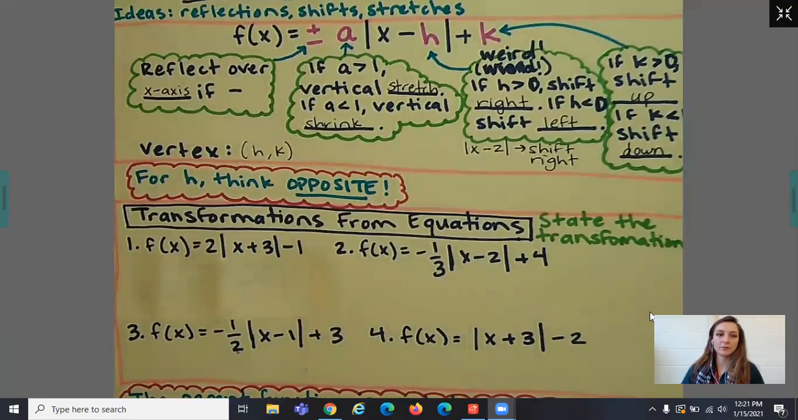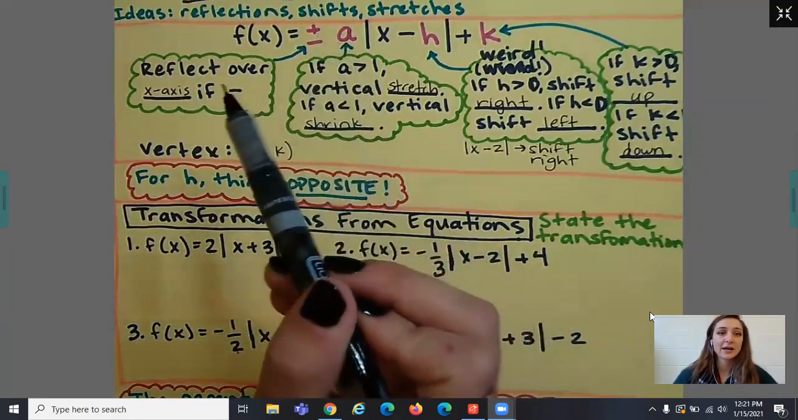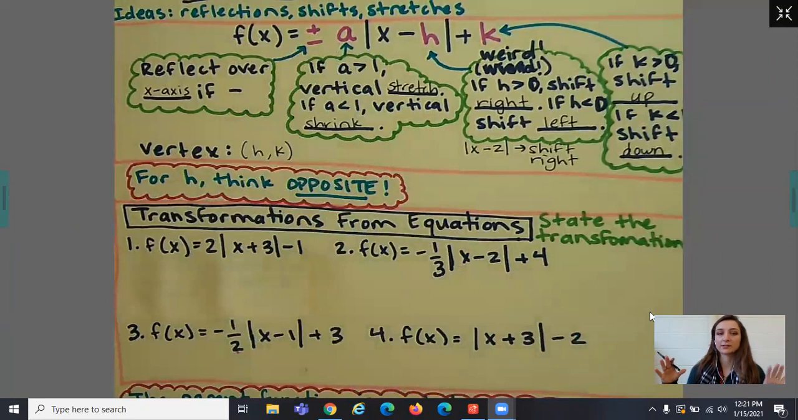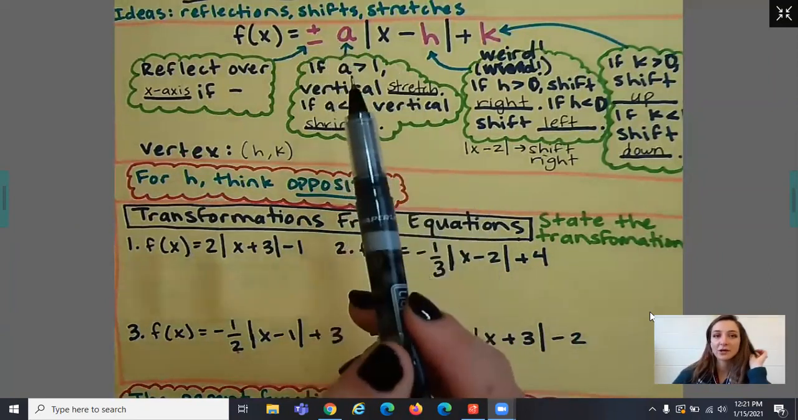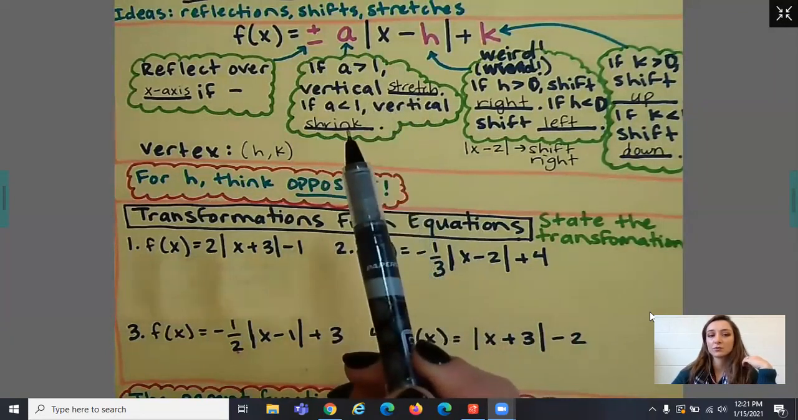So let's start from left to right. First we're going to look at, is there a negative out in the front? And here there's not a negative out in the front, it's just +2. So we are not going to reflect over the x-axis. So let's move on to our second one, this a value. If a is greater than 1, it's a vertical stretch. If a is less than 1, it's a vertical shrink.